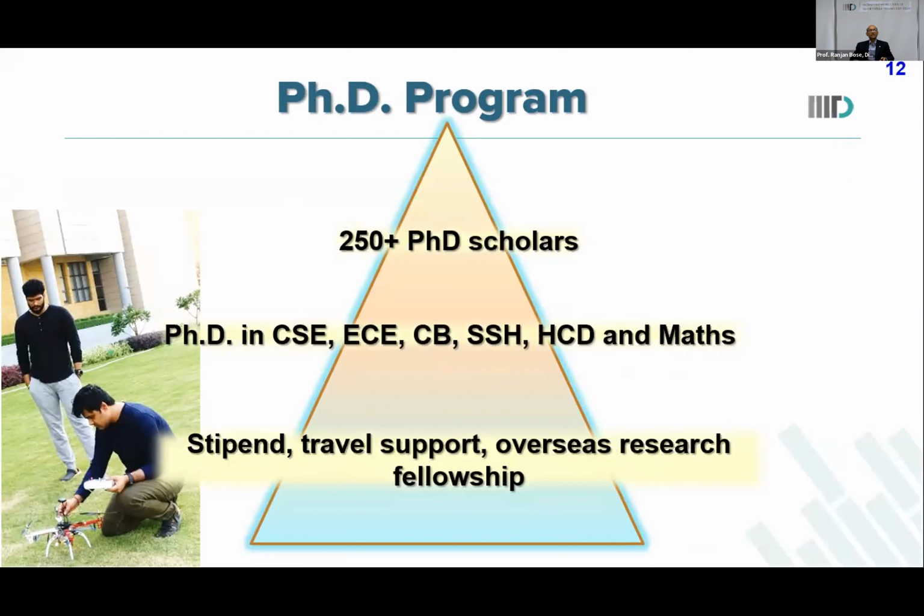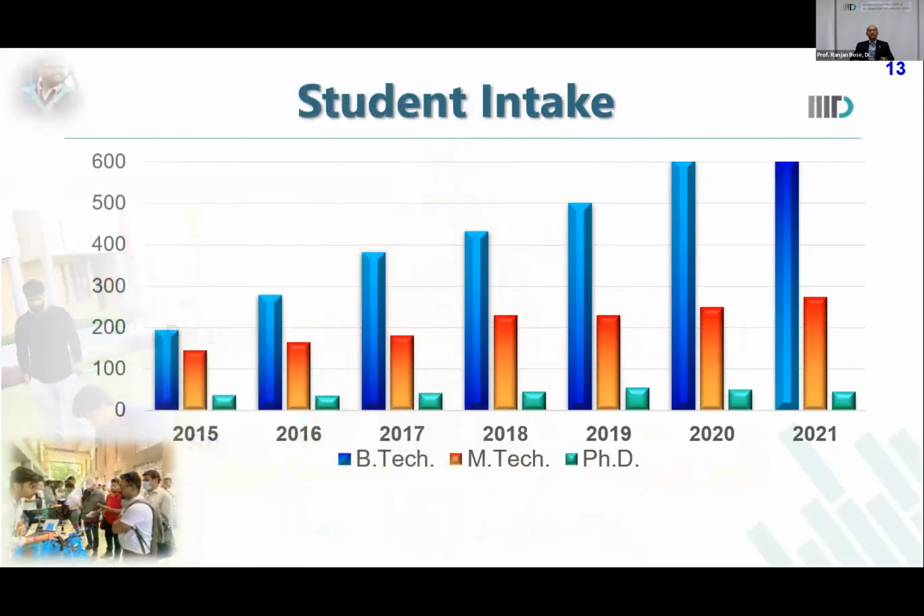IIIT Delhi is a research-led teaching institute. We have 250 plus PhD scholars in all our 6 departments, and we support our PhD students handsomely in terms of stipend, travel support, and overseas research fellowships. Our student intake has been growing progressively over the years, and we are pretty much limited only by the size of the campus.